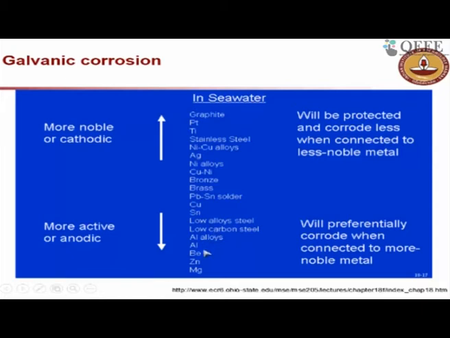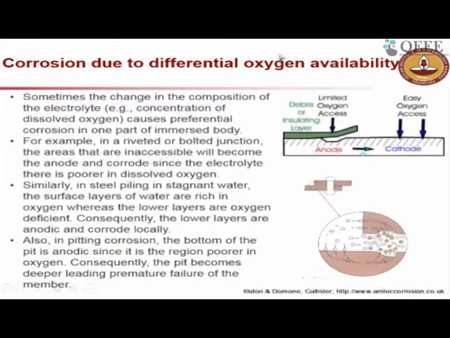Anyway, the point is you should not connect any two metals in this table which are very far apart. If they are very closely placed on this table, then there may not be significant galvanic corrosion. The greater the distance between the two metals in this table, the greater the chance of galvanic corrosion. Now, corrosion due to crevice corrosion.